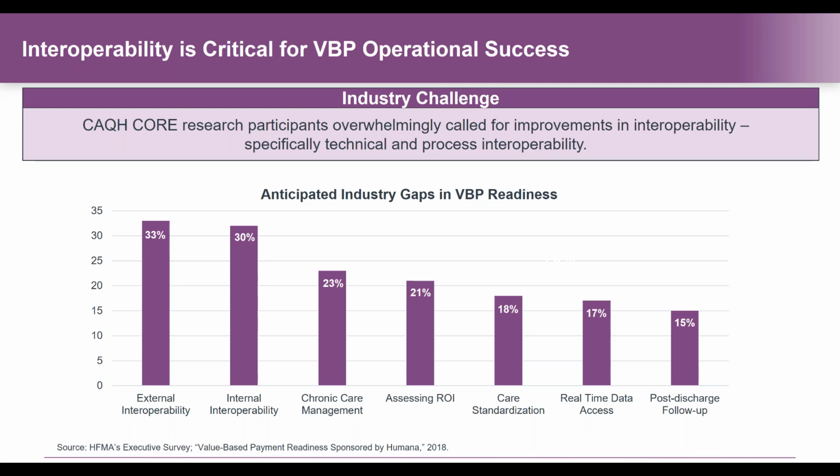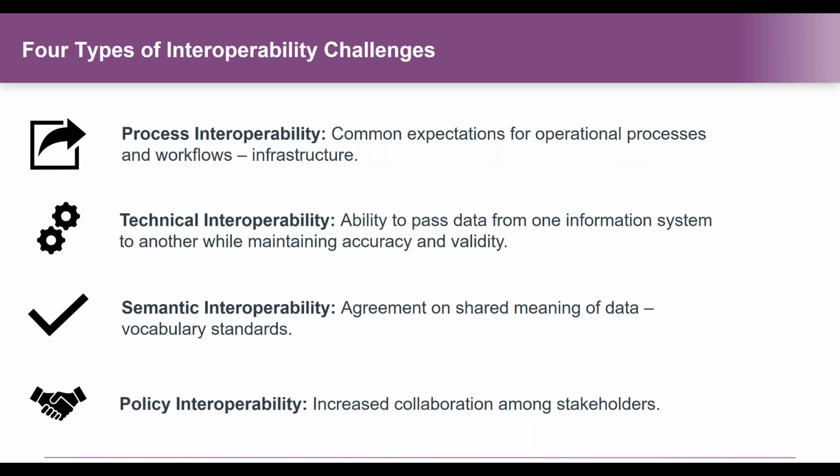As Jessica mentioned, today's focus is on data sharing and interoperability, but that means much more than just the technical specs to exchange data between two organizations. Our research really looked at 4 different types of interoperability challenges. Process interoperability, having common expectations for how operational processes and workloads support data exchange. Are systems available? How soon should I expect a response? Did my data, did the receiver actually get the data I was sending?